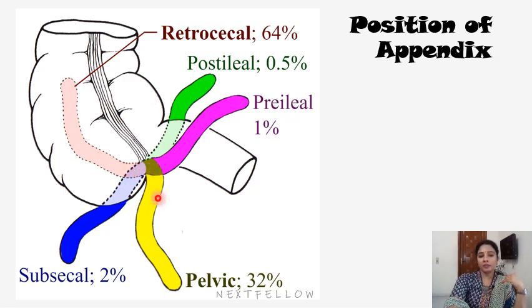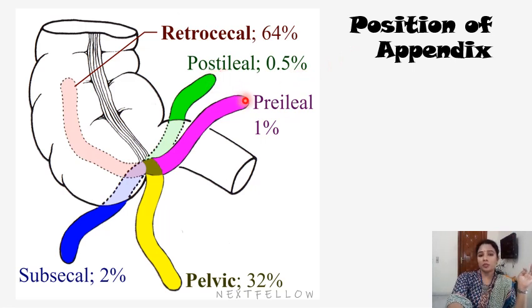And then pelvic is the next common with 32%. Few individuals may have subcecal or subcolic position, which is below the cecum. In front of and behind the ileum are pre-ileal or anterior juxta-ileal, and post-ileal, which is posterior juxta-ileal. Pre-ileal is seen in 1% of individuals, and 0.5% may have post-ileal position.